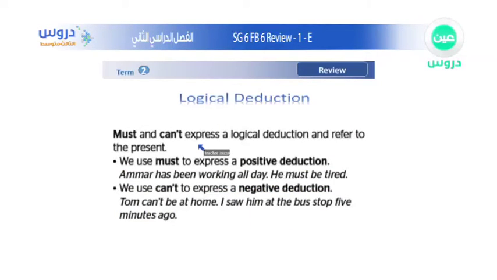Okay, logical deduction. Logical deduction. Must and can't express a logical deduction and refer to the present.